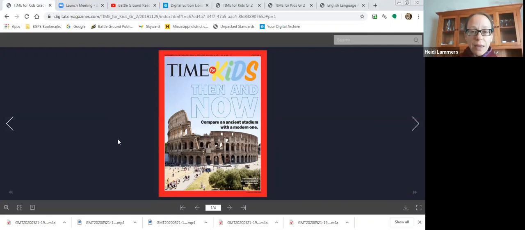So as we're reading, I'll point out where the differences are between this version of the magazine and the kindergarten, first, second grade version. They overlap and you can listen to both of them, but they are a little bit different. So in this Time for Kids, here's the title. You can read it with me. Ready? Read. Then and now.